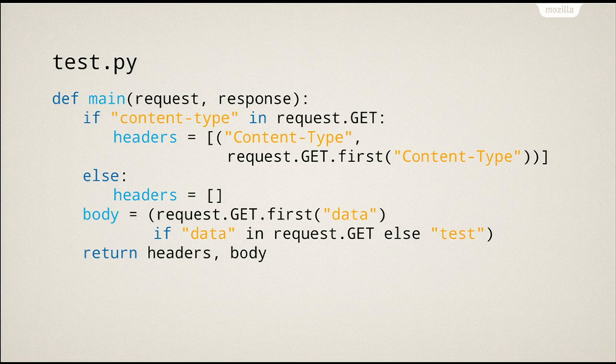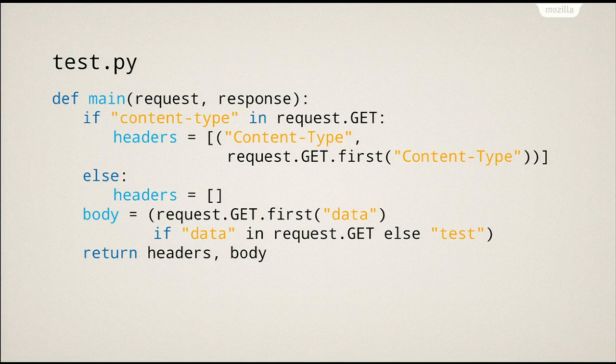So we have a very similar idea that you can write a test.py file, put it in some directory, and it will be interpreted as Python code. A bit unlike PHP, you have to have this main function which takes a request object and a response object. So in this example here, we use the request object to inspect the query parameters of the request, this request.get thing, which again, sort of familiar if you've used PHP before. So in this case, if there's a content type parameter that's been sent, then we build up a list of headers from the get parameters. And similarly, at the bottom here, the body is set based on either the get parameters or some default value.